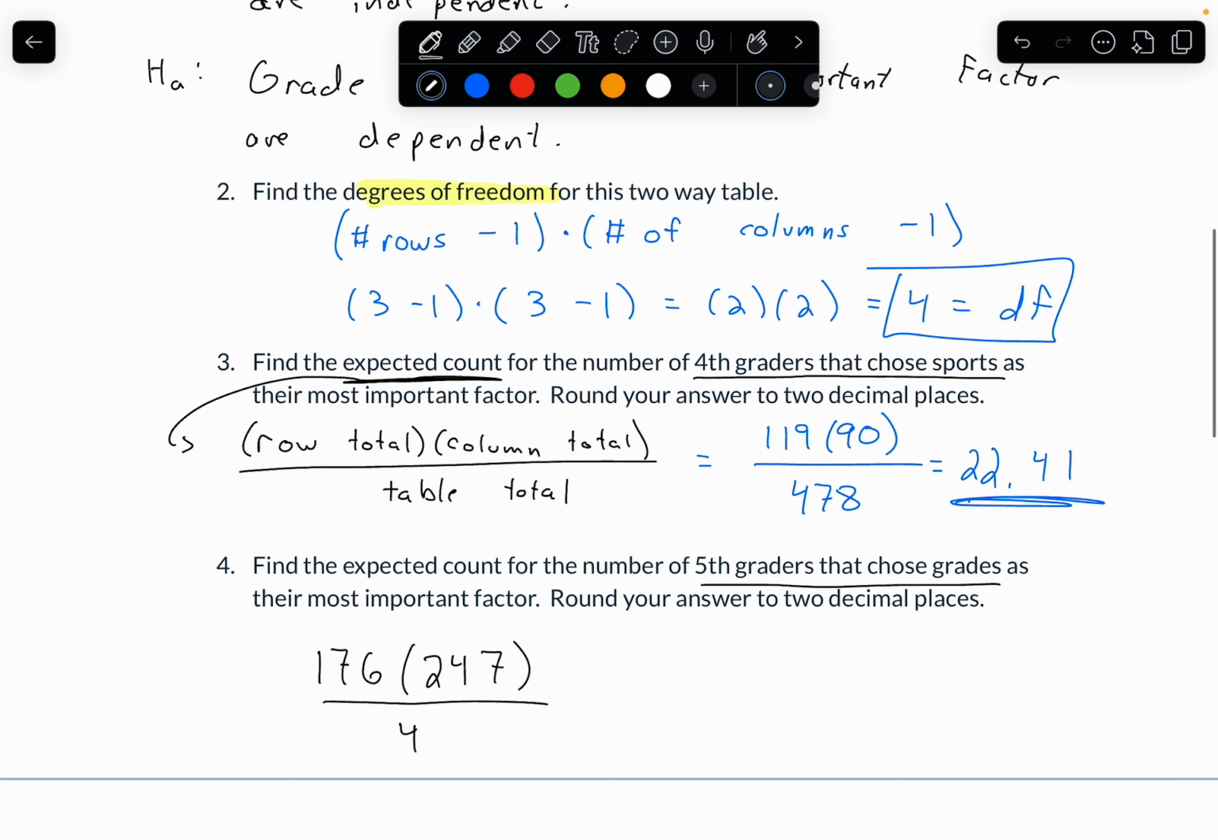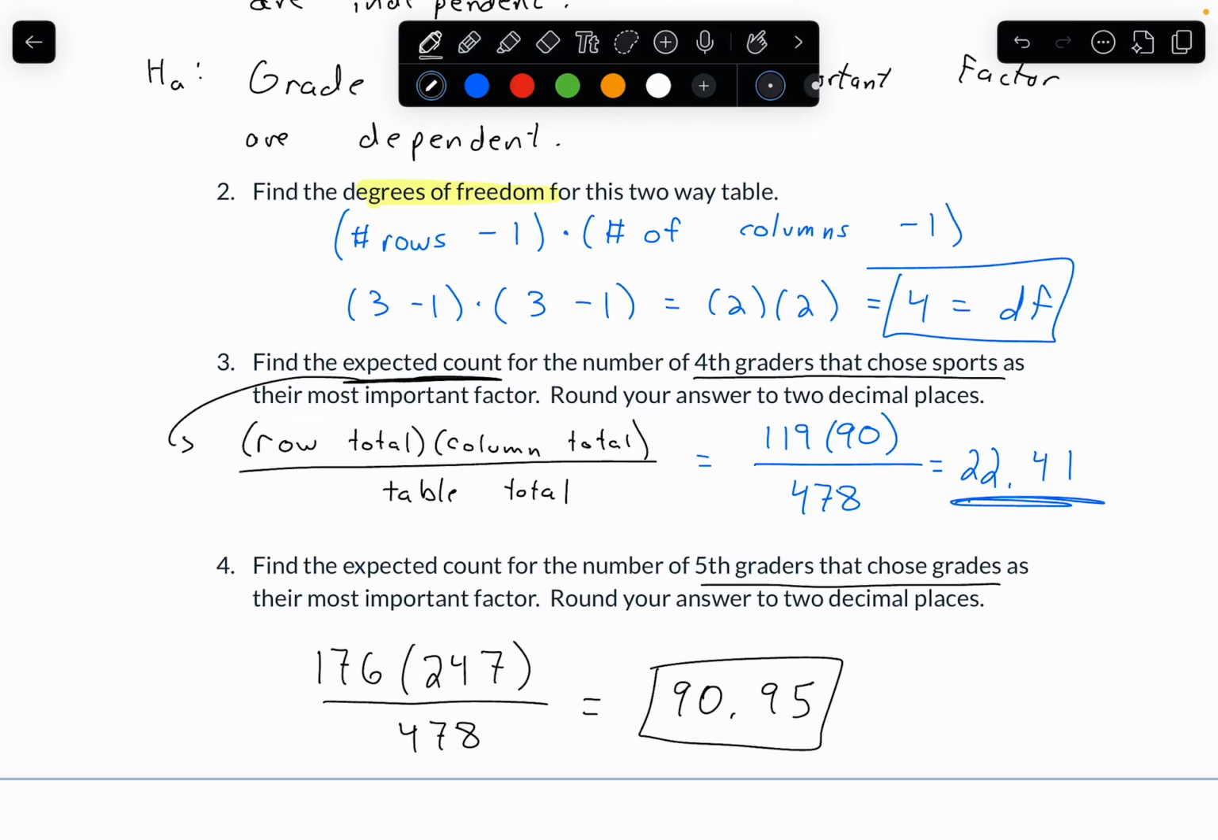So divided by 478, I'm going to take 176 times 247 and then divide by 478, and I end up with 90.95 individuals I would expect to see there if the null hypothesis were true.